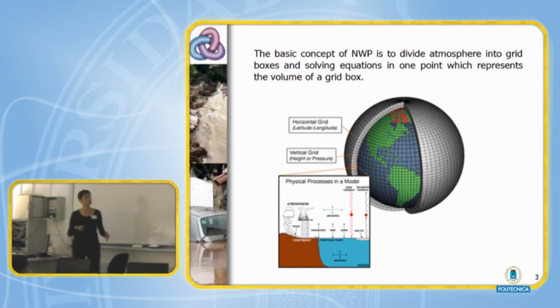But when we are talking about physical processes in a model, there are a lot of things that we have to include. Physical processes like radiation, transpiration, rainfall, planetary boundary layer, microphysics, and so on. And if we are able to include more of these processes, we will have a better forecast.